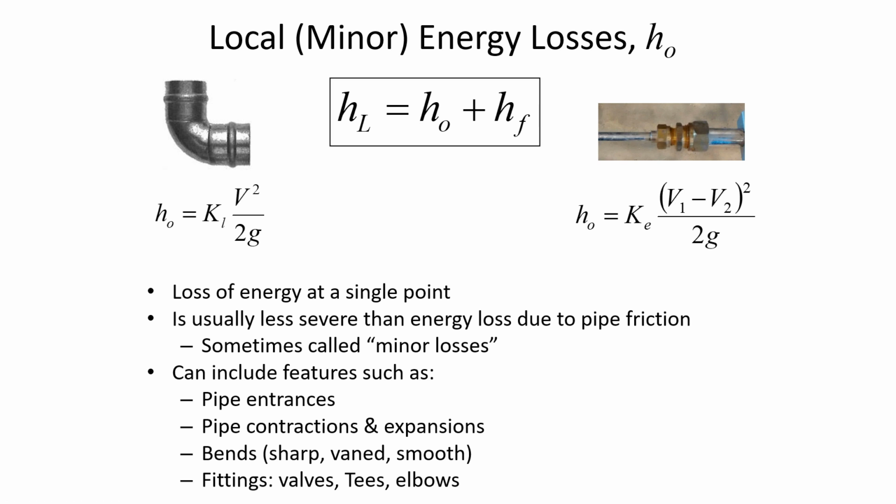So when water flows from a reservoir into a pipe, that entrance is causing a reduction in energy because the water is going from stationary to moving, and it's having to enter the conduit, and so there are energy losses that can be attributed to pipe entrances, contractions, expansions, and we'll look at some of the specifics.